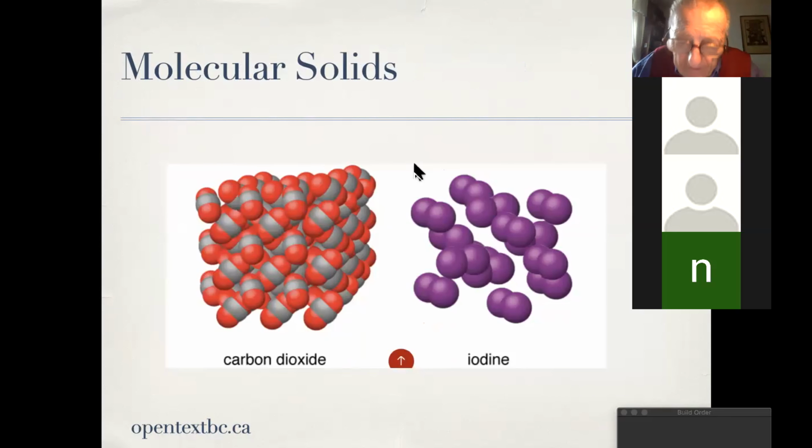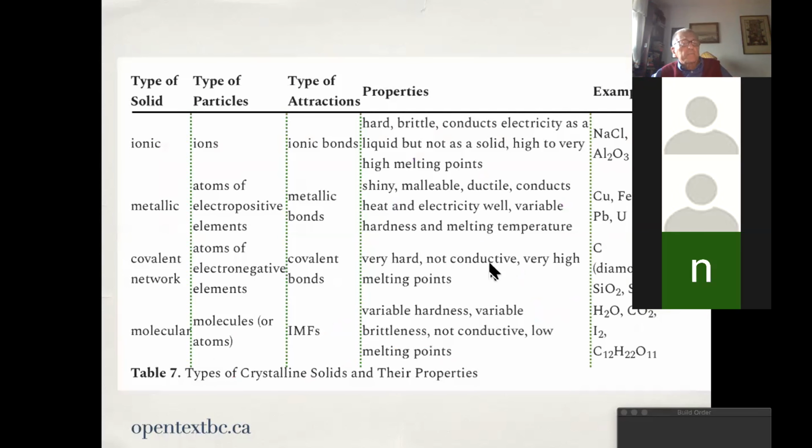And finally, we have molecular crystals. This is carbon dioxide, and this is a kind of crystal of iodine. So we have an enormous variety of different crystals, and here is a table of the various crystals with their properties, and with that I will finish our lecture today.